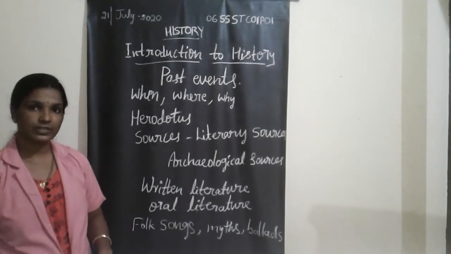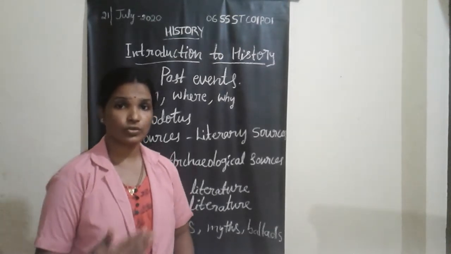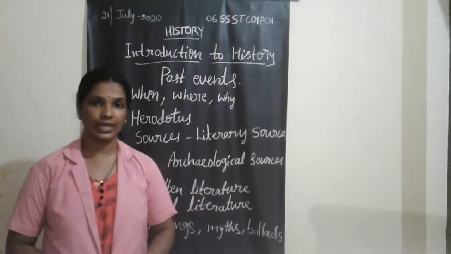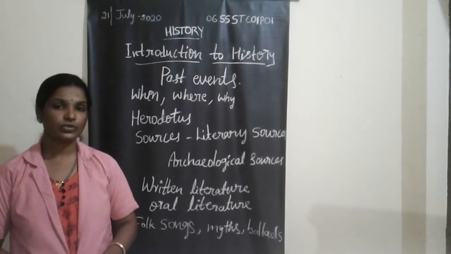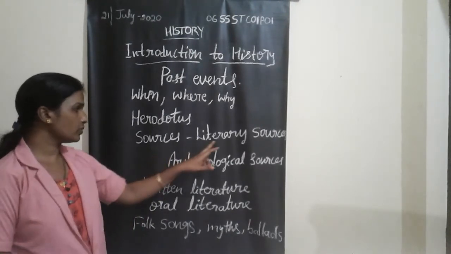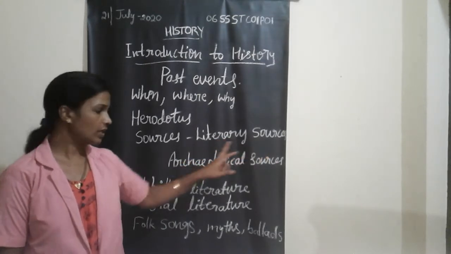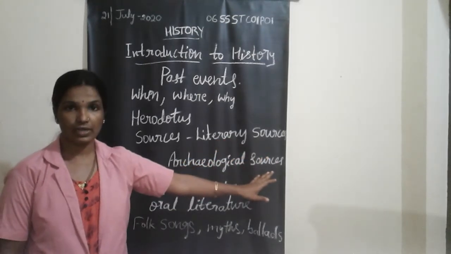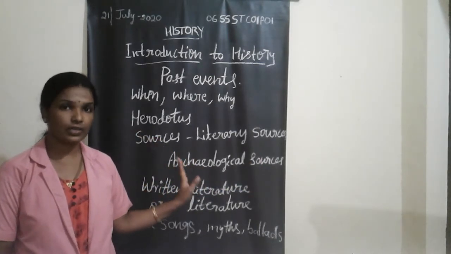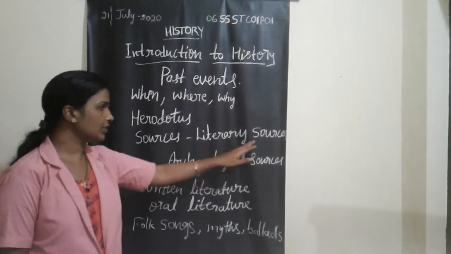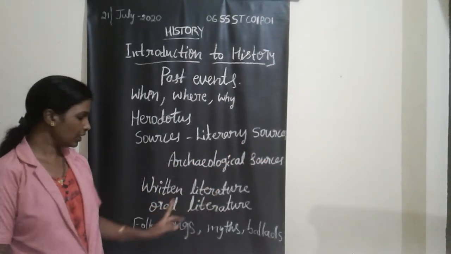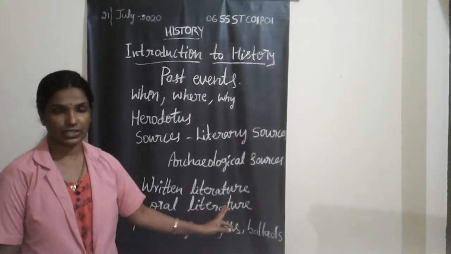Dear students, next we will learn about sources. Sources are very important while studying history. There are two types of sources. One is literary sources, another one is archaeological sources. Literary sources means written documents. Under these literary sources, there are two types: one is written literature, another one is oral literature.